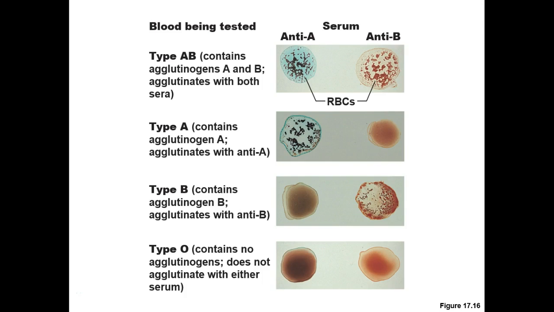And so if you have this agglutination, that means you have that antigen on the surface of your red blood cell. The first one, you have both antigens, so that's type AB. The second one, you just have A antigen, nothing reacting on the B, so you have type A. The next one, nothing reacting on the A but on the B. And the last one, nothing reacting on either of them. So you have type O.